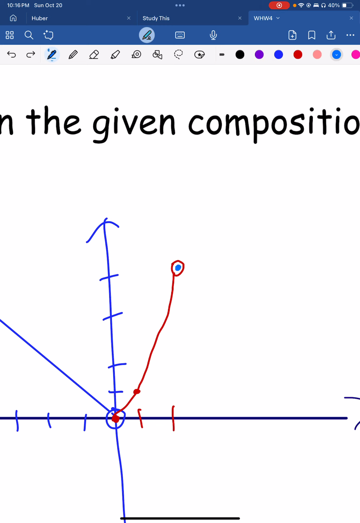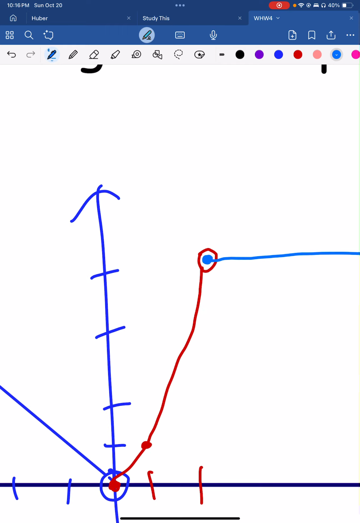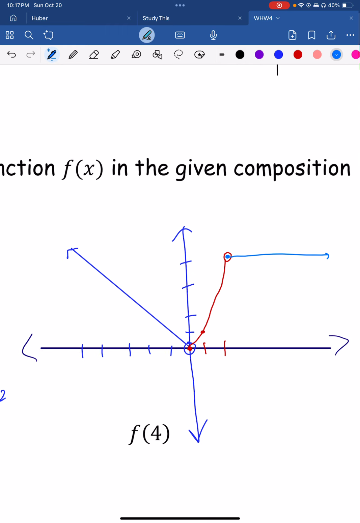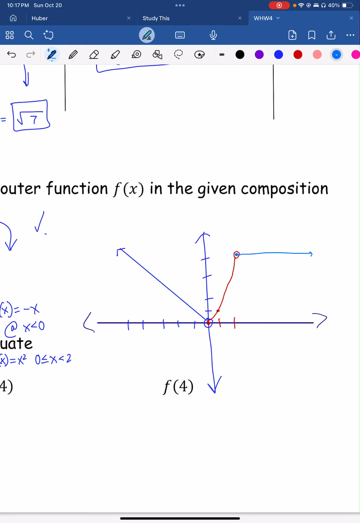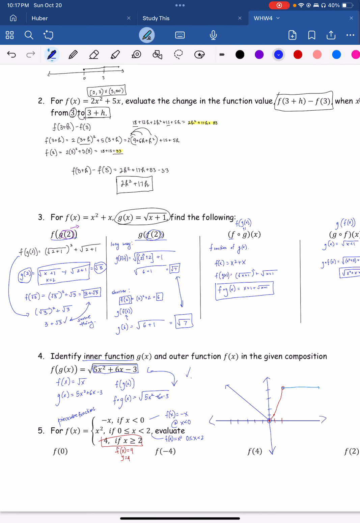I'm not closing the hole completely, I'm just closing it a little bit so you know that I did not include it in one of my lines. But this is what the piecewise function kind of looks like, and it always helps to visualize this, but now we can actually do the problems.